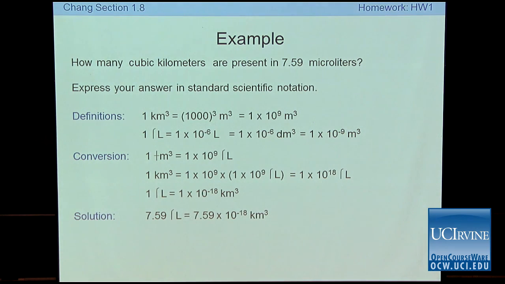Okay, so now I'm very close to the answer. This is given in microliters, 7.59 microliters. 1 microliter is this. So I just have to substitute this unit for this, and I have the answer. Okay, the answer is 7.59 times 10 to the minus 18 kilometer cubed.